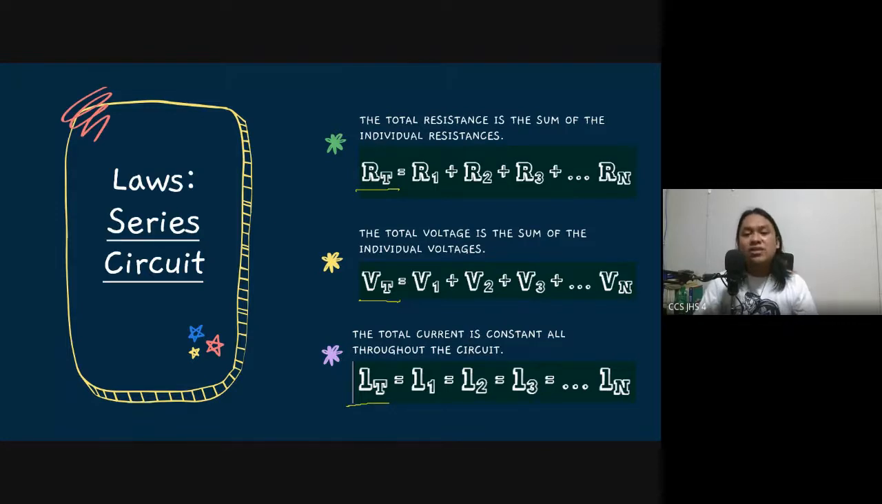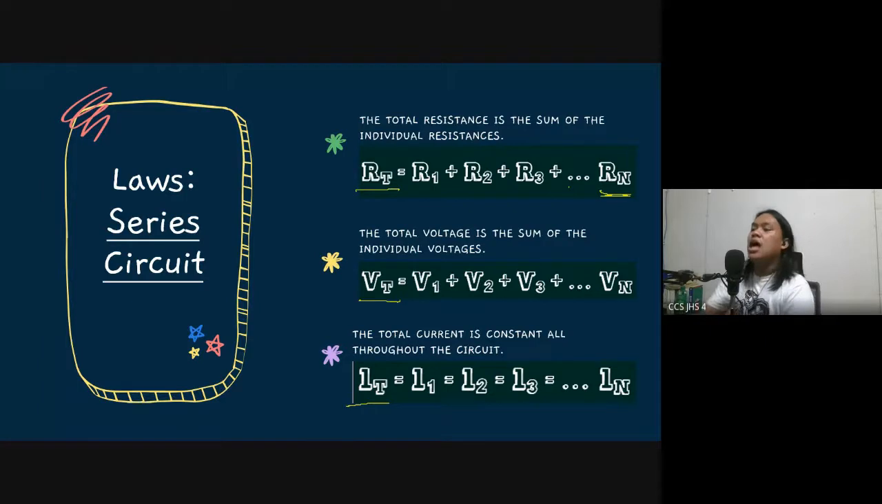So for you to get total resistance, or R sub T, all you need to do is to add R sub 1 plus R sub 2 plus R sub 3 plus dot dot dot R sub n. R sub n will depend on how many loads are connected in your circuit. So in case it reaches 4, it reaches 5, all you need to do is to continue plus R sub 4 plus R sub 5. Okay, so again, to get the value of total resistance, all you need to do is add the individual resistances.